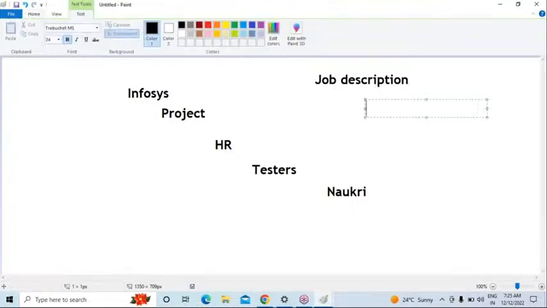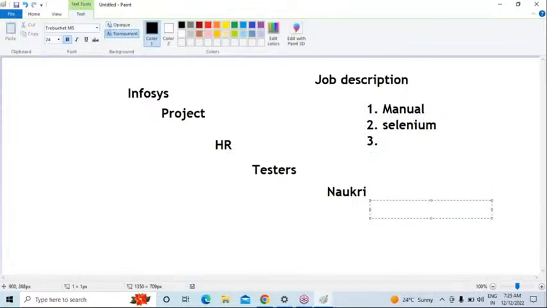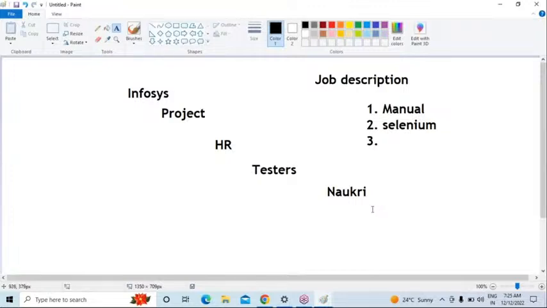So they are asking, like, we require people having skills in manual testing, like Selenium. They're including some keywords. So whenever your resume has these keywords, it will be found in Naukri. Now the HR will call you based on the keywords.